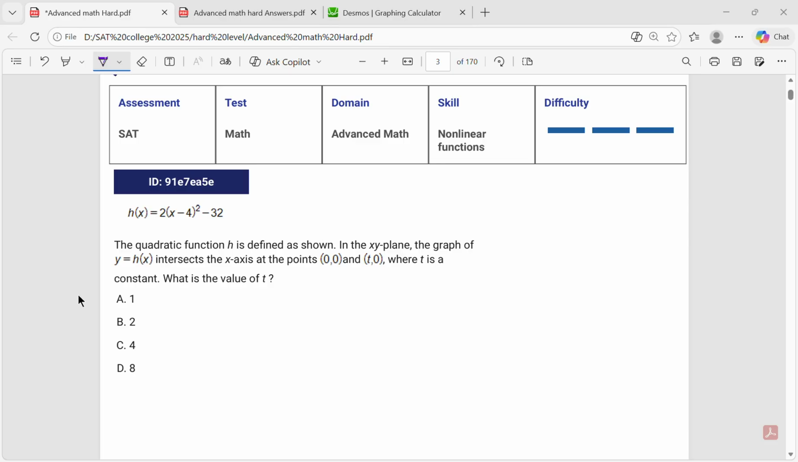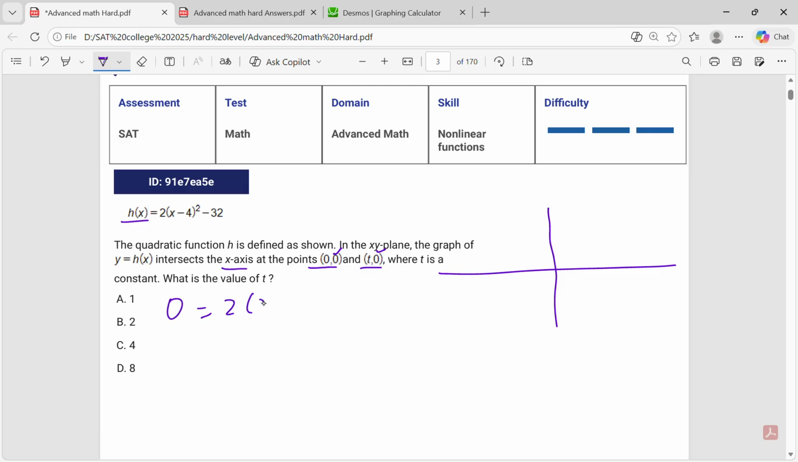Okay, let's solve this question using both methods. The first method is we will solve this algebraically, which will take more time, and then we will solve the same question using Desmos. Since it says that the graph intersects the x-axis at these two points, on the x-axis y will be 0, right? So that's why the y coordinate is 0. So just put y is equal to 0 here.